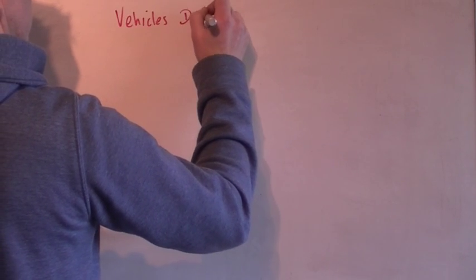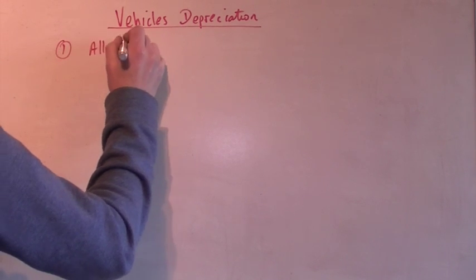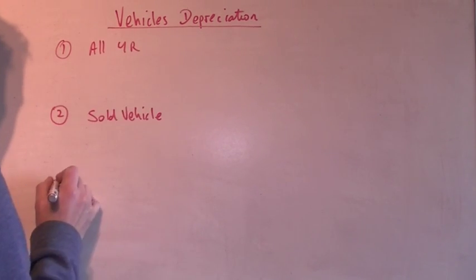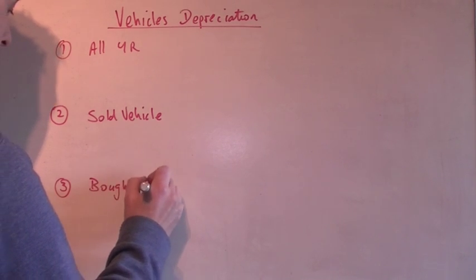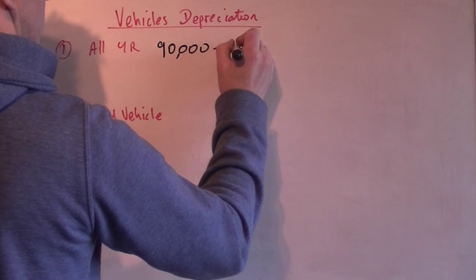Our final depreciation item is for vehicles, and to get vehicles we need three things. One, we need a depreciation for the vehicles that we had all year. Then we need to add to that the depreciation for the vehicle that we sold, and finally add to that the depreciation for the vehicle that we bought.